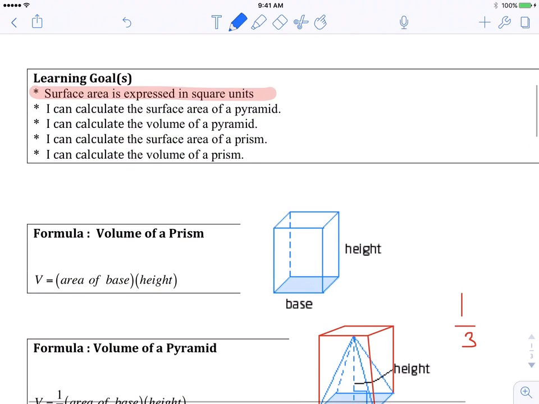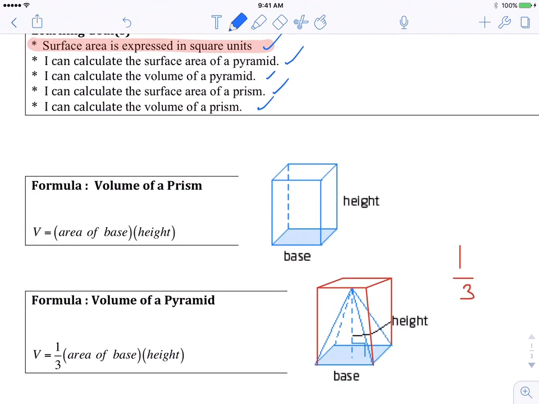All right, the learning goals. The surface area is expressed in square units, whether they be square centimeters, square millimeters, square meters, etc. I can calculate the surface area of a pyramid, volume of a pyramid, surface area of a prism, and volume of a prism. You might recall that a pyramid has a shared vertex, and a prism has the same base and top and bottom, basically. The base and the top are the exact same.